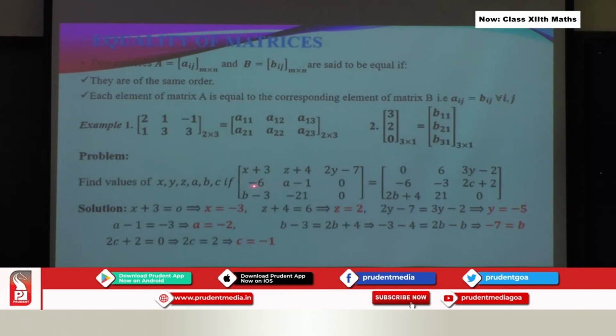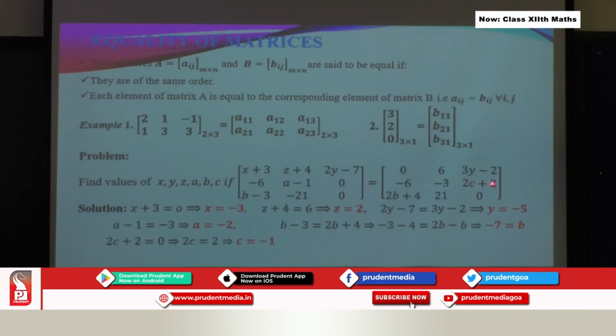Now look at this here. Minus 6 is equal to minus 6, right? So they are equal matrices. So here see a minus 1 equal to minus 3. I am writing this equation. From here I am getting the answer as a is equal to minus 2. Let's proceed further. Here 0 is equal to 0. So when I proceed further, I am getting things in that way.